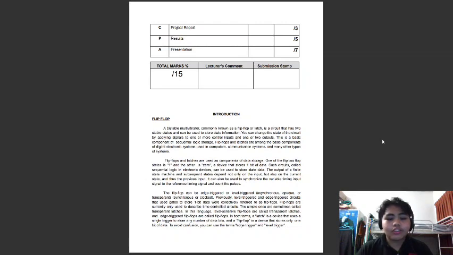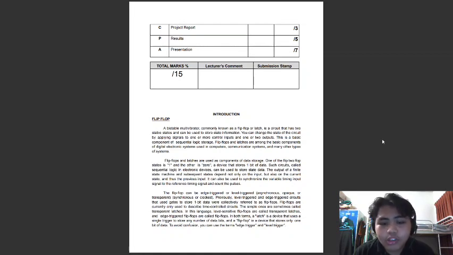A device that stores one bit of data, such circuits called sequential logic in electronic devices, can be used to store state data. So the output of a finite state machine and subsequent states depend not only on the input but also on the current state and thus the previous input.